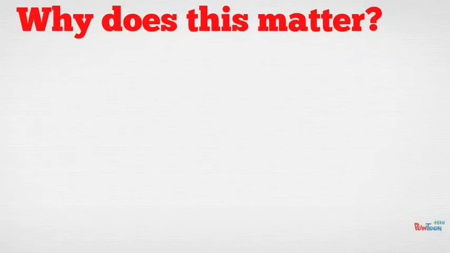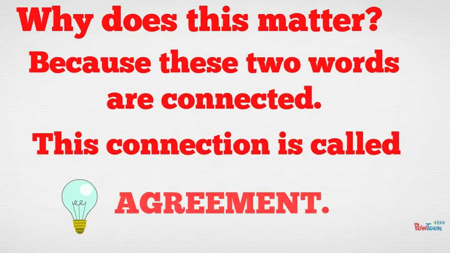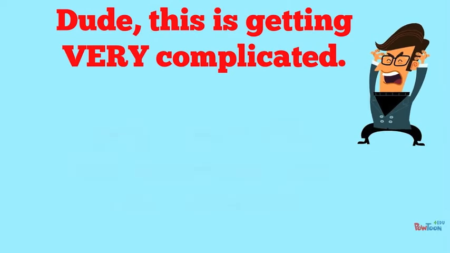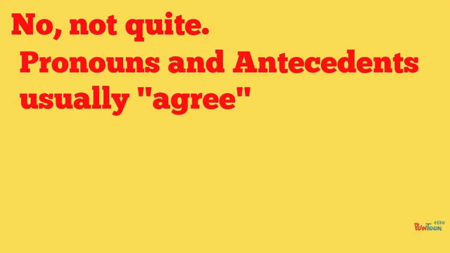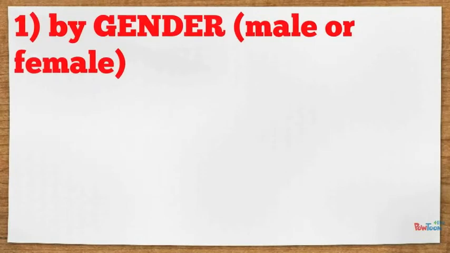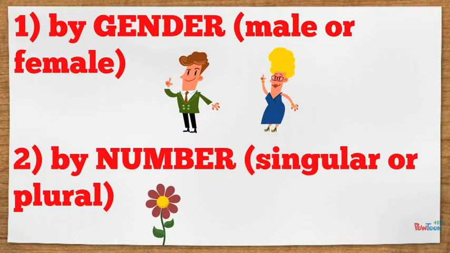Why does this matter? Because these two words are connected. This connection is called agreement. Dude, this is getting very complicated. Do you mean the words are having an argument? No, not quite. Pronouns and antecedents usually agree in two basic ways. By gender, male or female. By number, singular or plural.